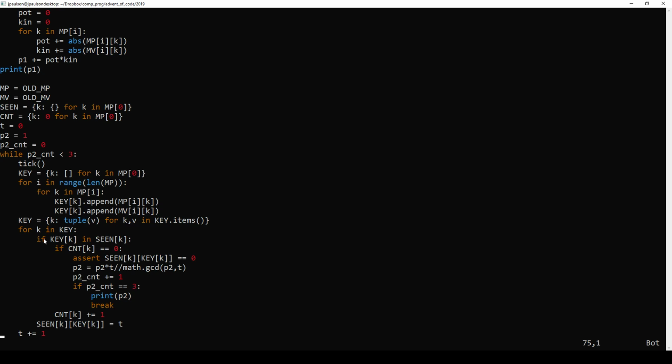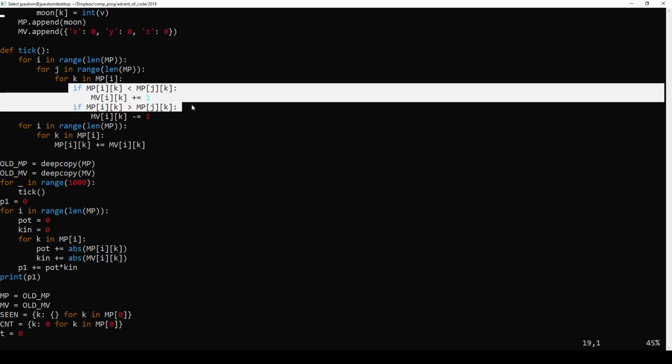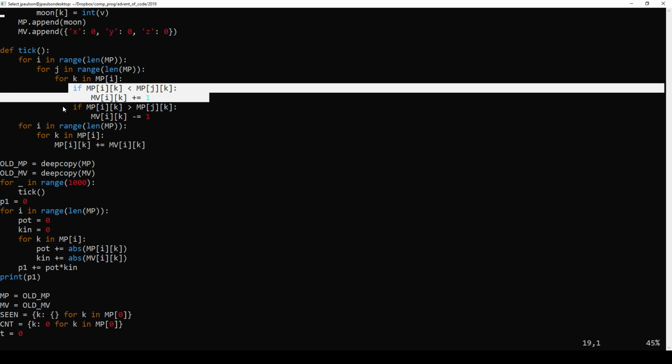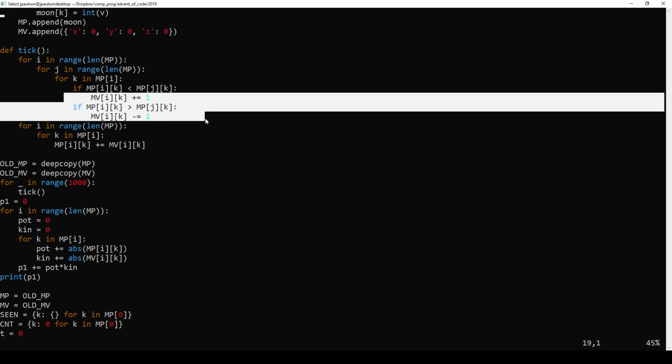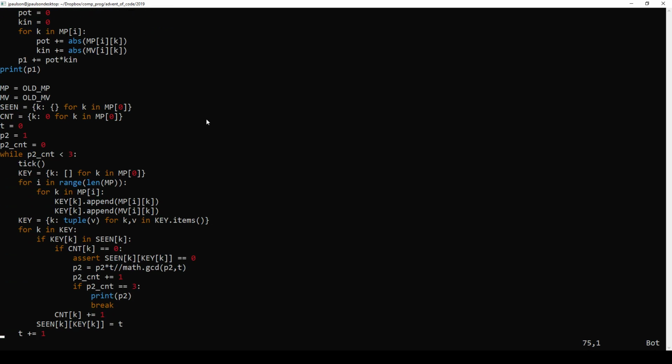a very long time, which is the case for us. So my key insight for part 2 is that each of the axes is independent. What happens on the x-axis is totally unaffected by what happens on the y or z axes. Because if you look at how this works, the x-axis only depends on stuff that's going on in the x-axis. So we can handle these as 3 independent problems.